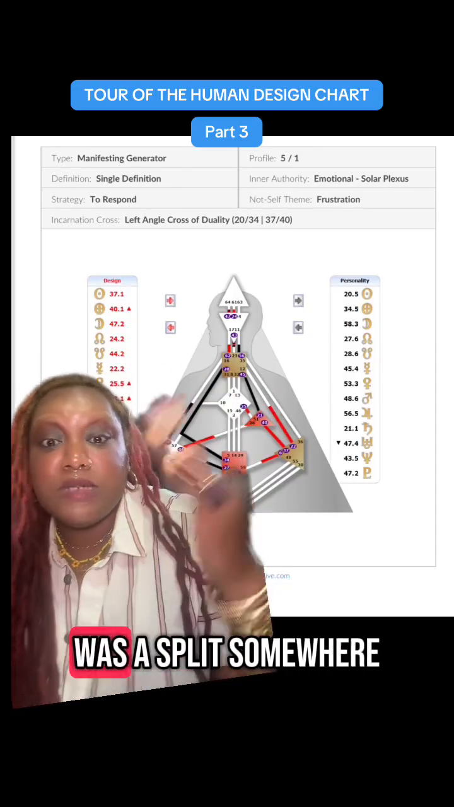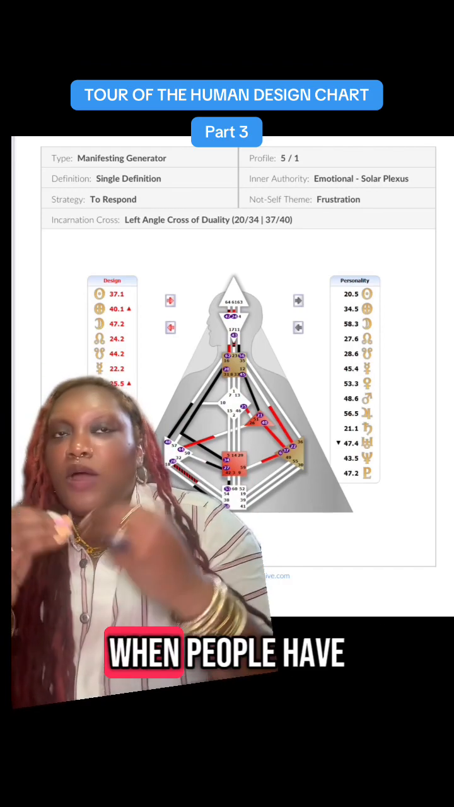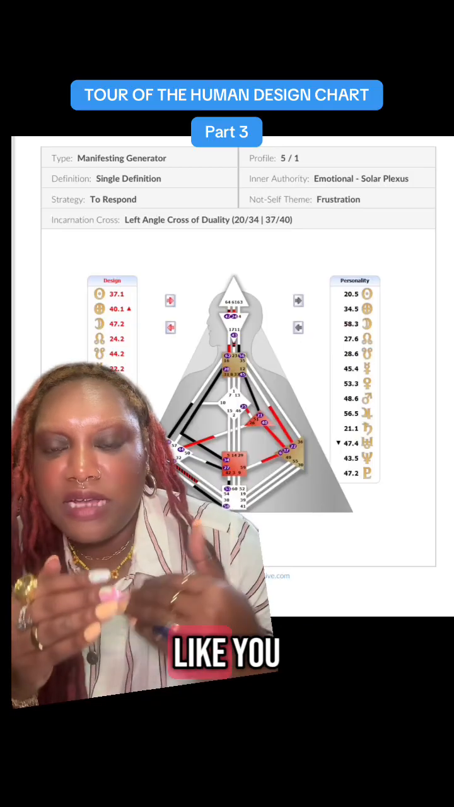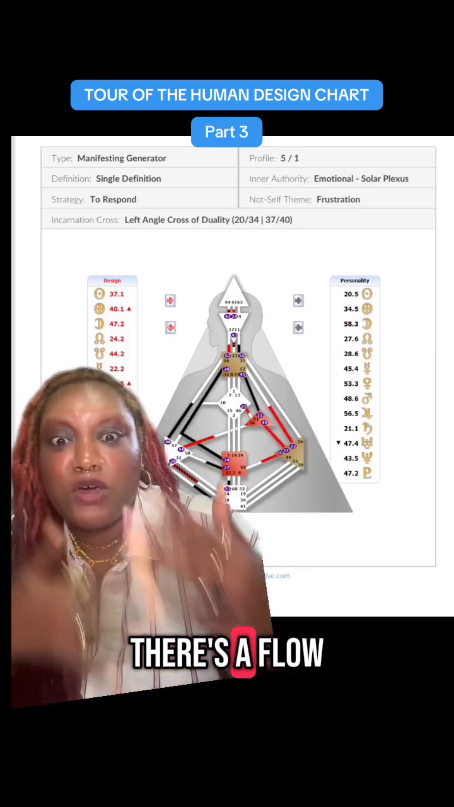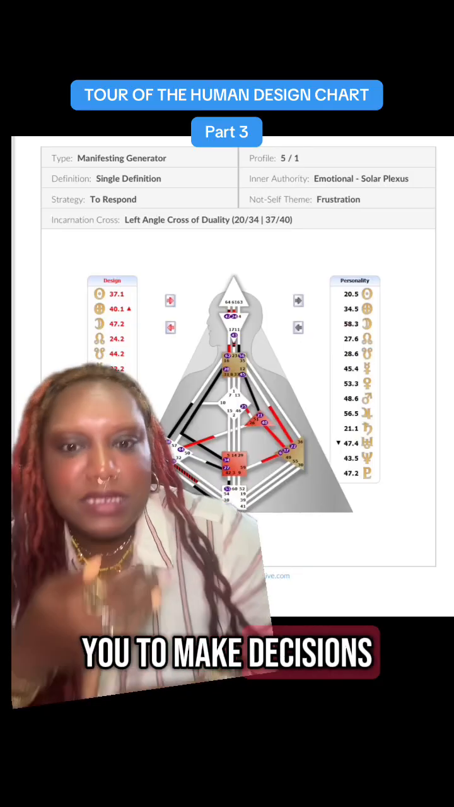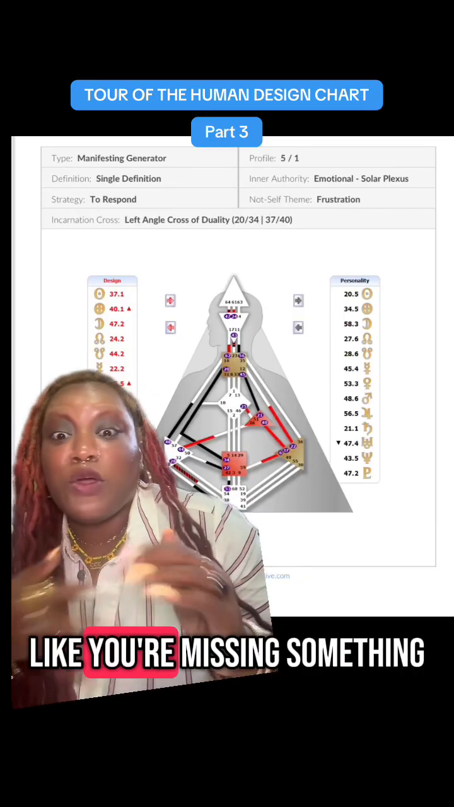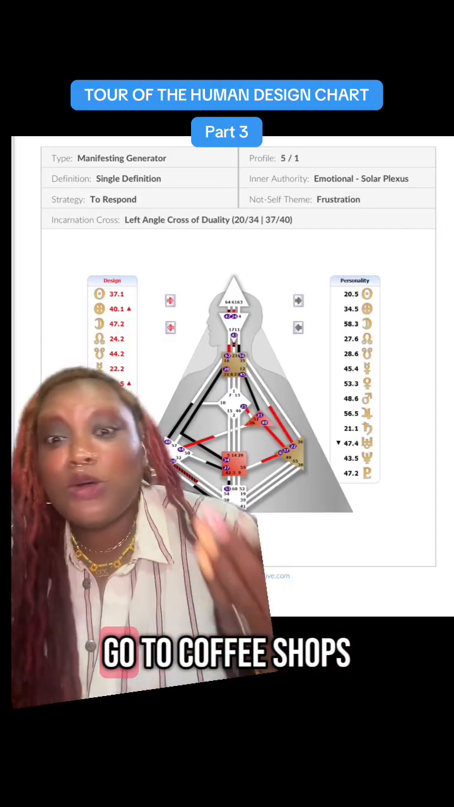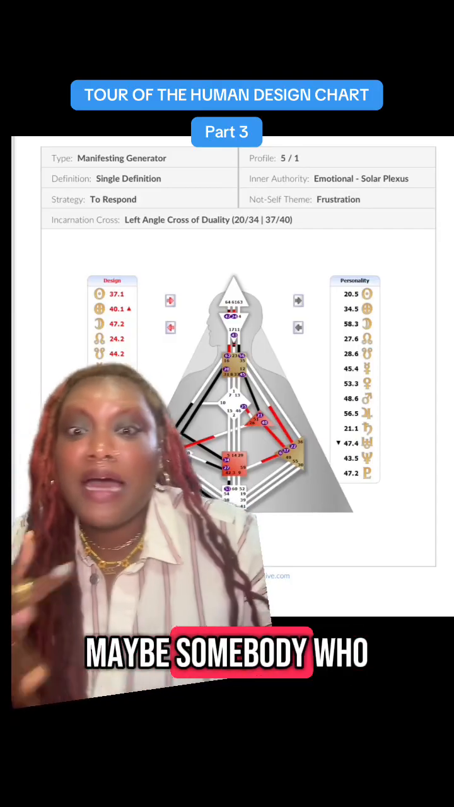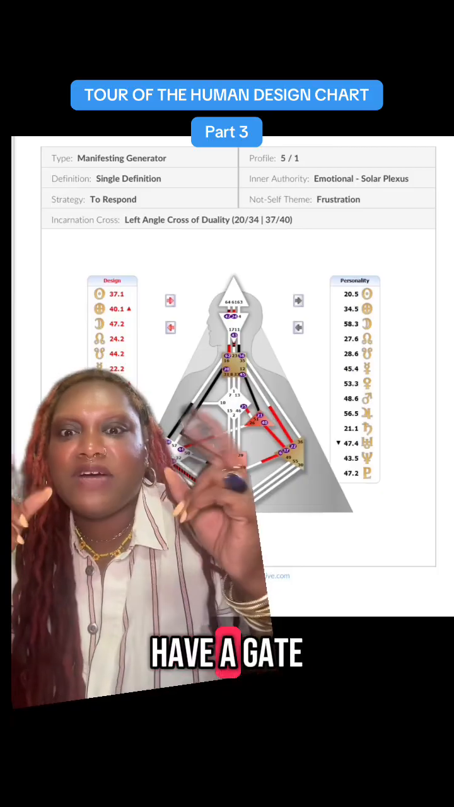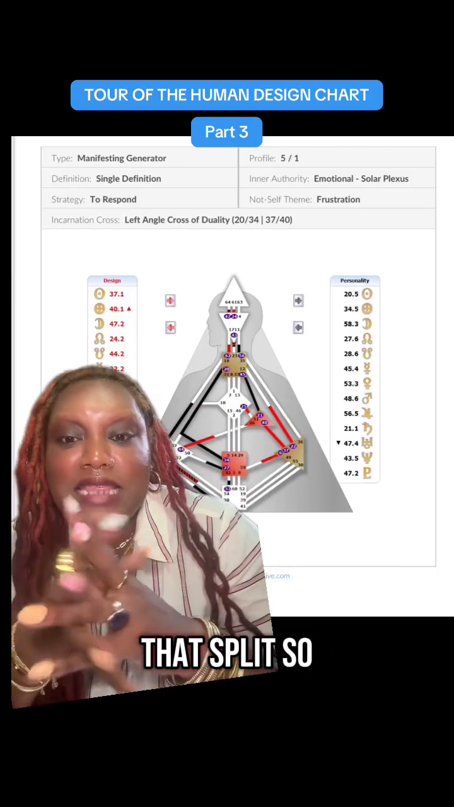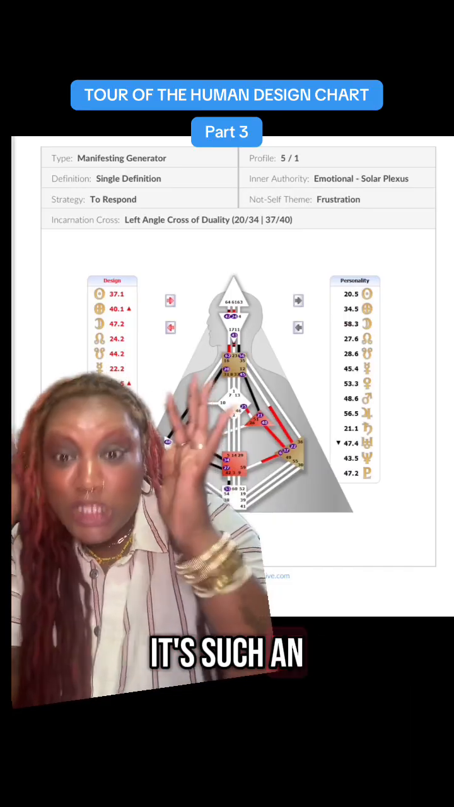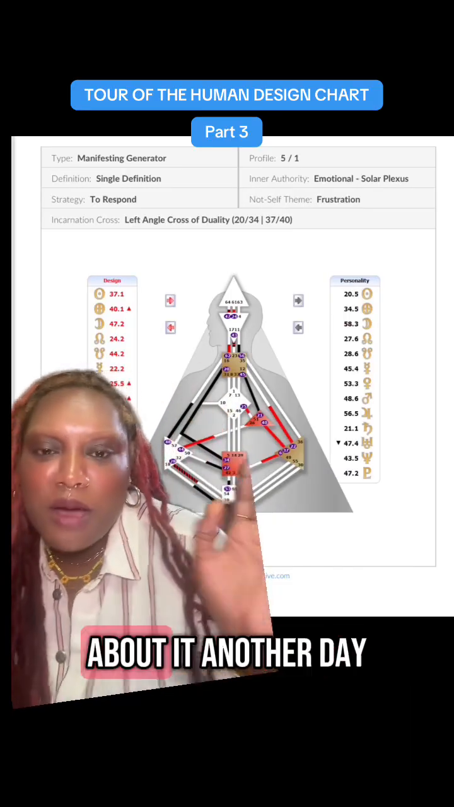But say for instance, there was a split somewhere. When people have that split, that's when you may not feel like there's a flow. It may take more time for you to make decisions. It may feel like you're missing something, right? And that's where they kind of encourage people to go to coffee shops. Maybe somebody who walks in and out of the coffee shop will have a gate you need that completes that split, so you will get more clarity through that. It's such an interesting concept, but we'll talk about it another day.